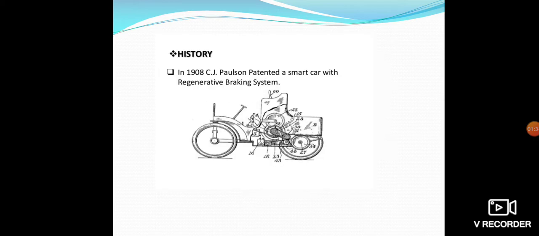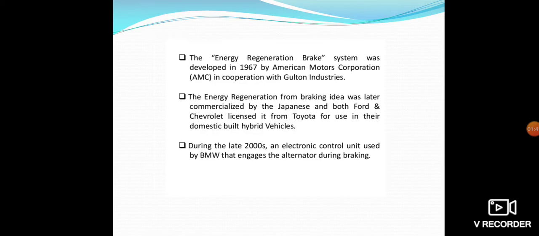Now, let's talk about its history. The first patented smart car with a regenerative brake system was developed by C.J. Paulson in 1908, and in 1967 an energy regeneration brake system was developed by American Motors.